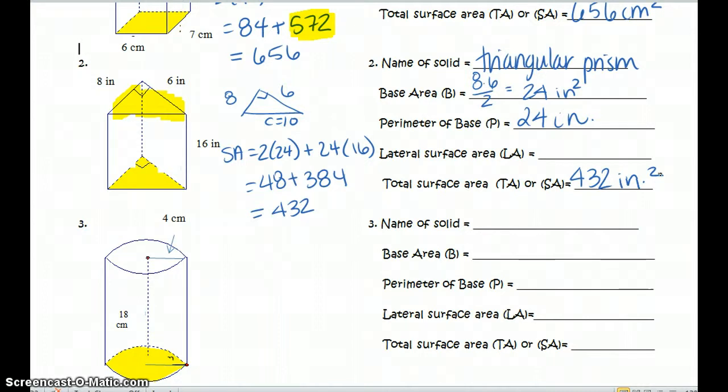And then lastly, we need to find the lateral surface area. Remember that the lateral surface area does not include the area of the bases. So if we look at our formula, it's just Ph. So this right here, 384 inches squared. I will be making sure that your units are correct today on the homework check, so please make sure that only area, total surface area, and lateral surface area have squared units. Everything else is just inches, centimeters, etc.